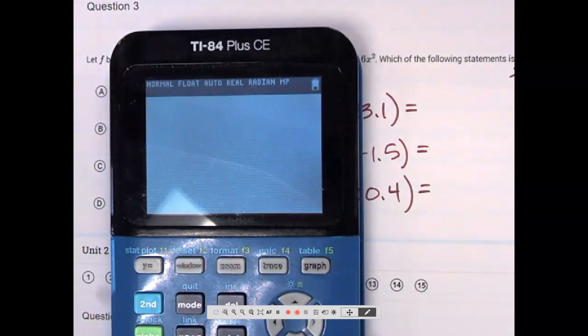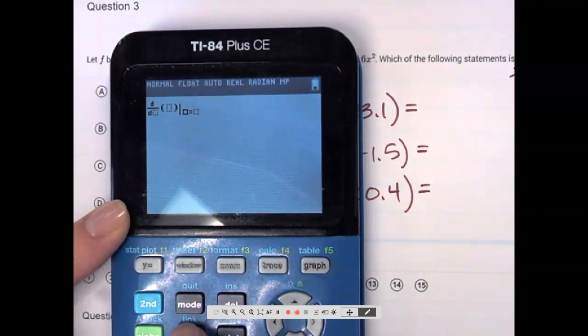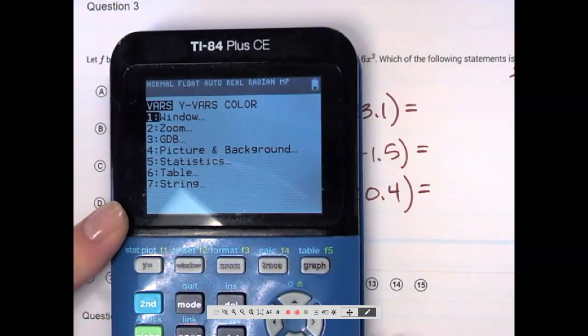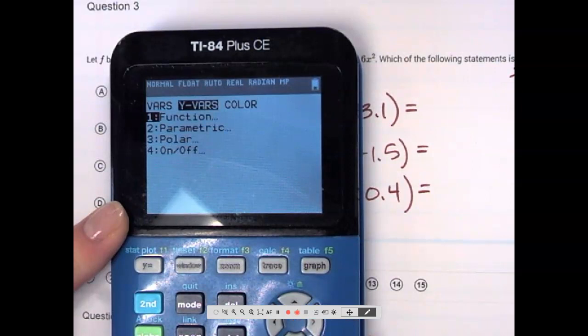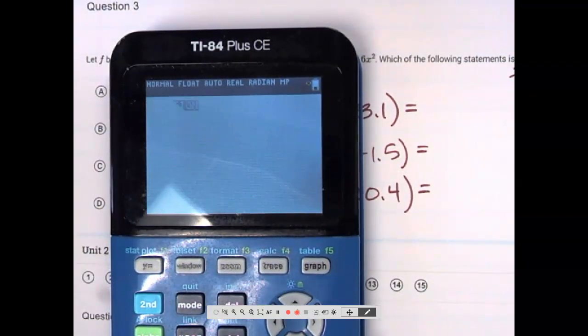Okay, so what I'm going to do then is go back to that math menu and find derivative, d dx. Now, this is where I don't want to have to type in that equation 3 times, so I already put it in as y1. I'm going to go to vars, y vars, function, right next to clear. So I went vars, over to y vars, function, and then just choose y1. And then you don't have to type all that in again.